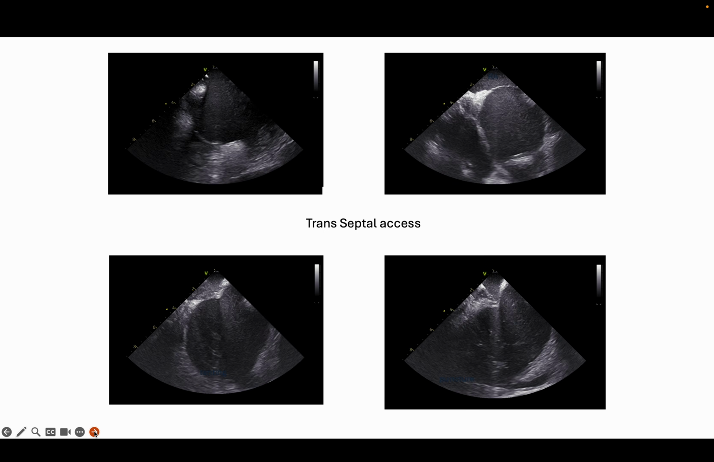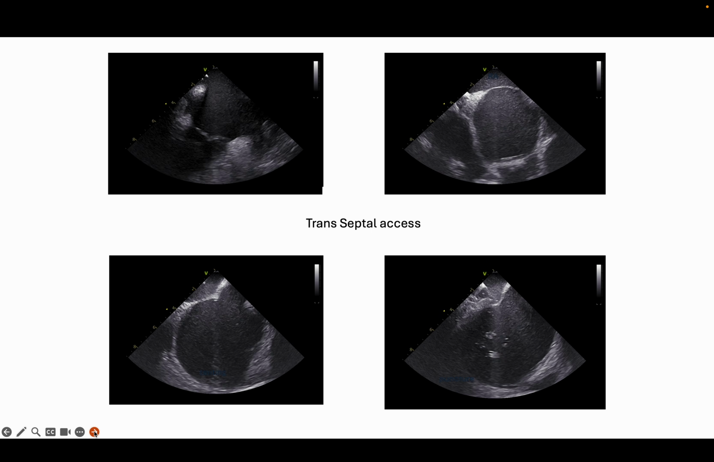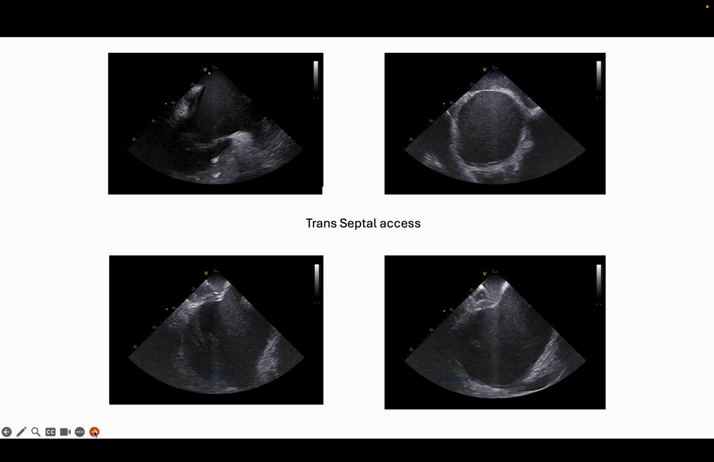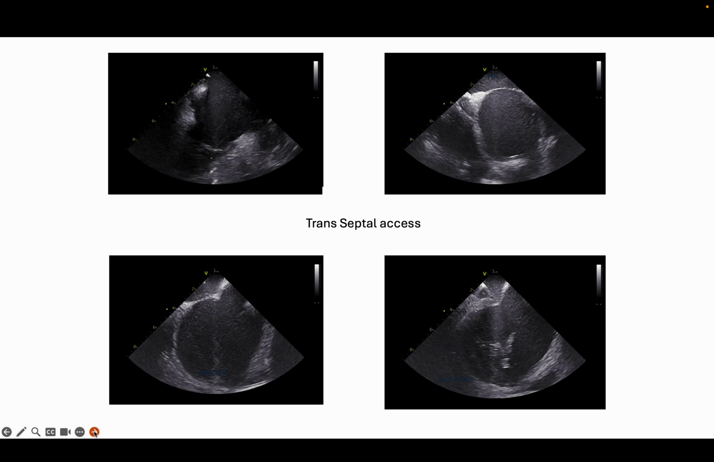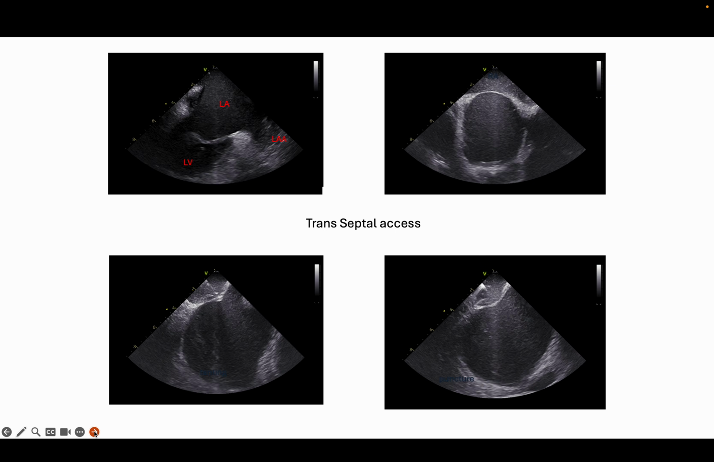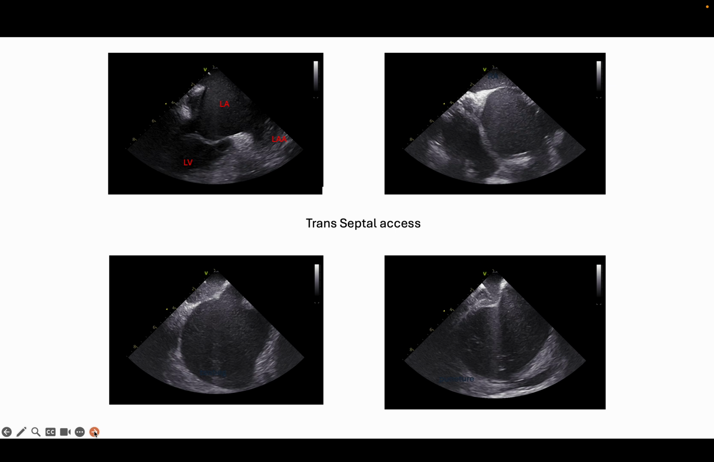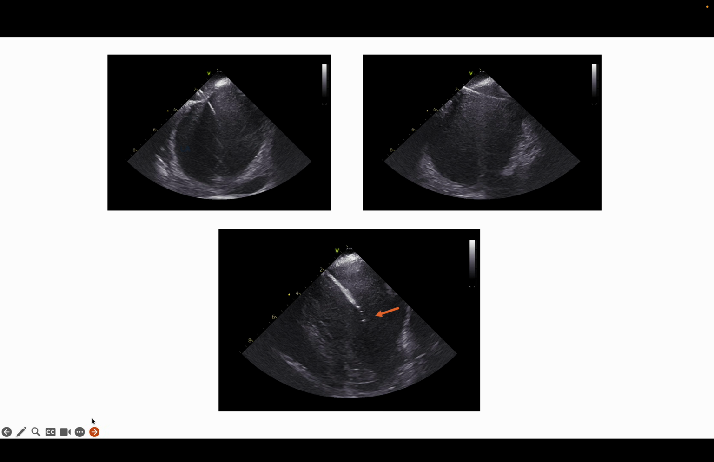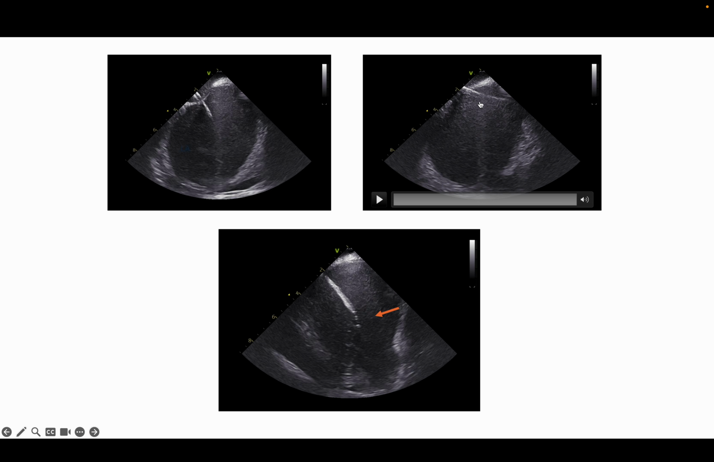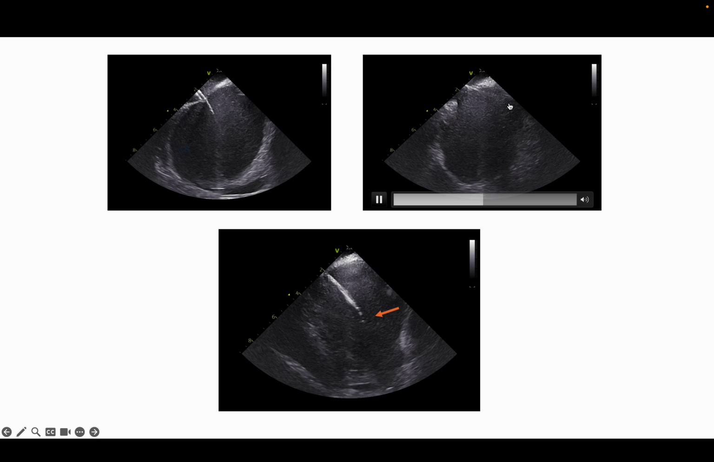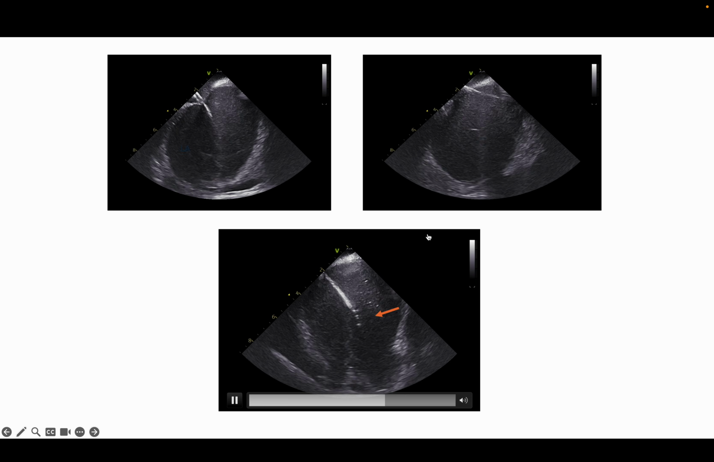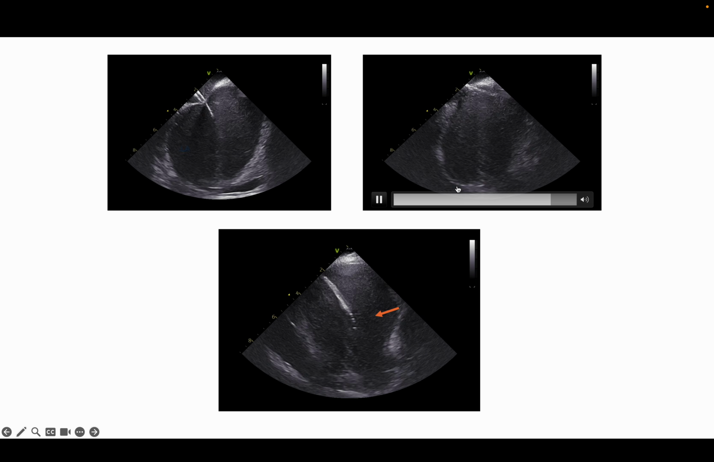This creates unparalleled safety for the transeptal puncture and also allows us to puncture at the site we want and not at any random site on the foramen ovale. Additionally, once we have the sheath within the left atrium, we can advance the catheter into any of the pulmonary veins, and this can also be visualized under intracardiac echo guidance.